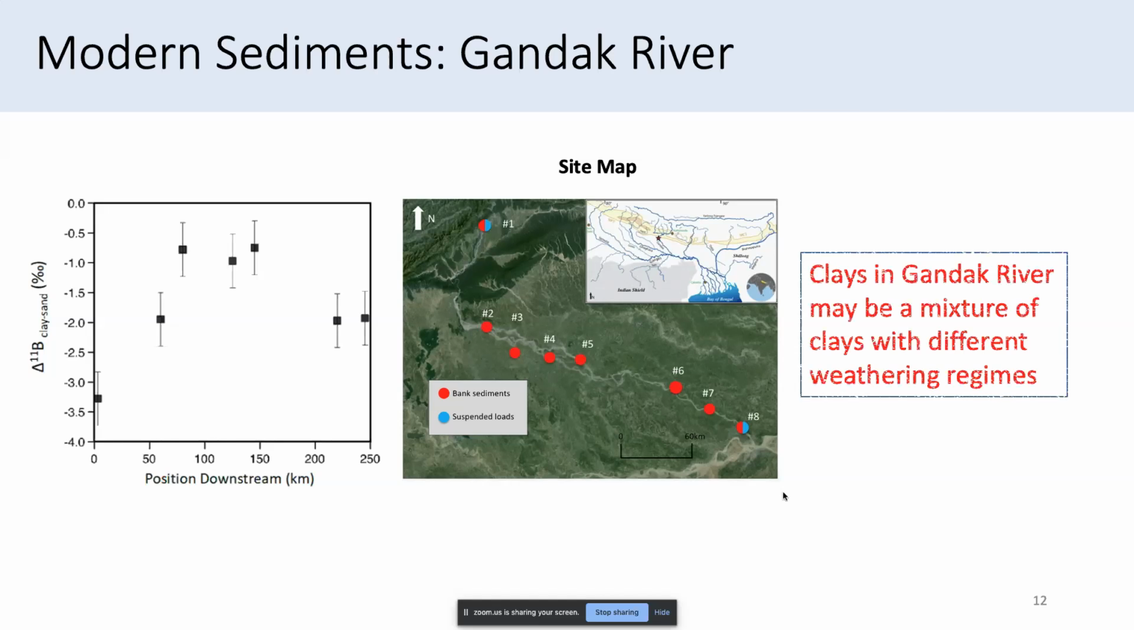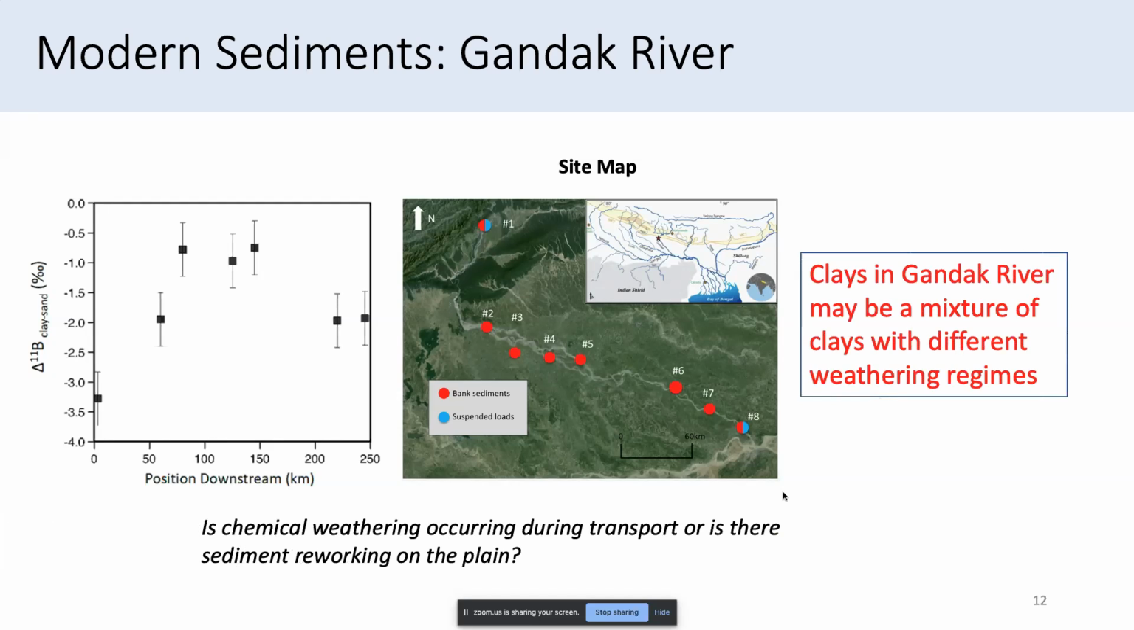So what does this mean? This could potentially indicate that these clays in the river might be a mixture of clays that have a different weathering regime. Means that they're integrated from all over. Like imagine this river is taking sediment from this huge, huge mountain catchment and dumping it all, and then it's working its way downstream. But along the way, some of this sediment might be reworked.